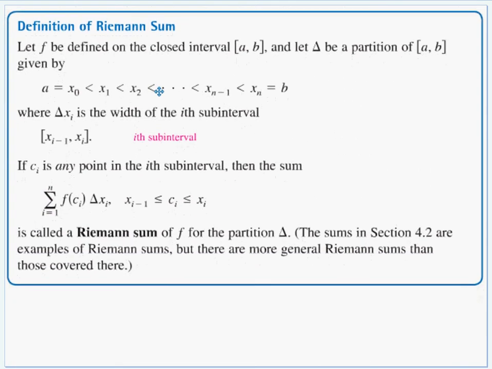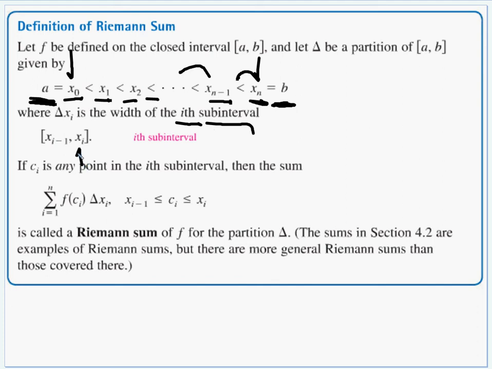So here's our official definition of a Riemann sum. Let f be a function defined on the closed interval from a to b, and let delta be a partition of that interval from a to b. Now here's how it works. Our left endpoint is a, our right endpoint is b. We start at x sub 0, and that's less than x sub 1, which is less than x sub 2, which is less than dot, dot, dot. All the way over here on the other end, b is equal to x sub n, our last part of the partition. And if we start working left, this would be n minus 1, n minus 2, and so on, where delta x sub i is the width of the ith subinterval.